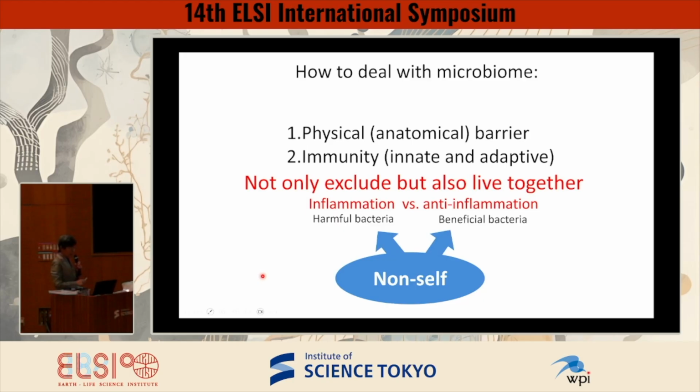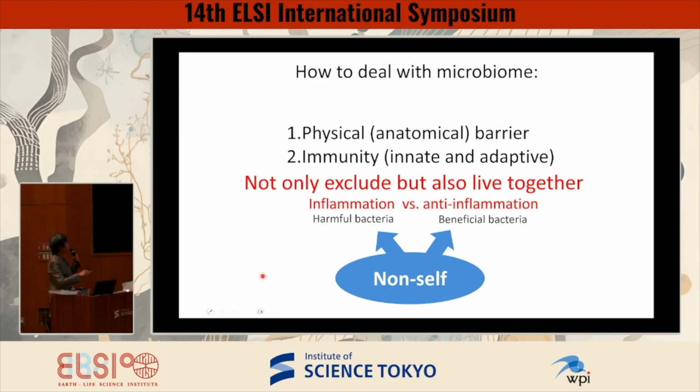One is the physical barrier. This is an anatomical barrier, just like the skin, so we can inhibit their invasion. The other barrier is immunity: innate immunity and adaptive immunity. But the immune system not only excludes, it also maintains the microbiome to live together. So this is a very complicated system.